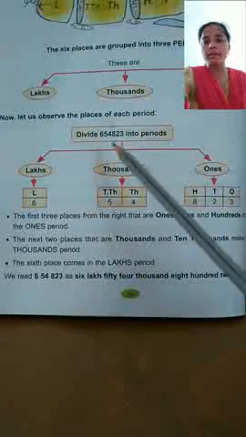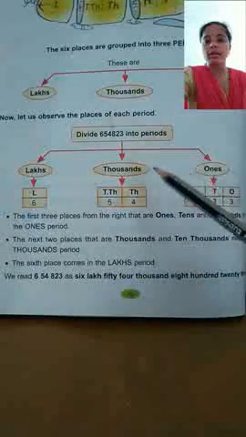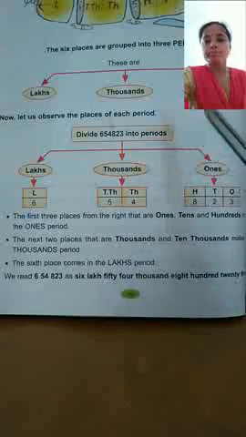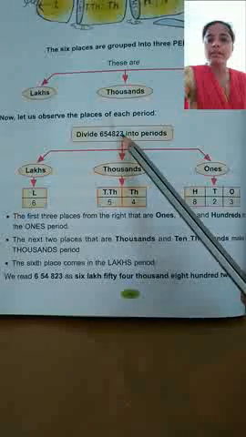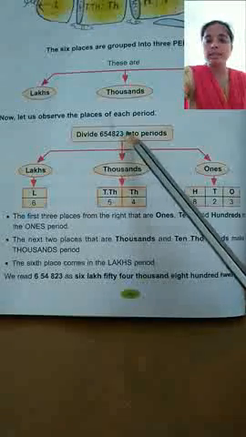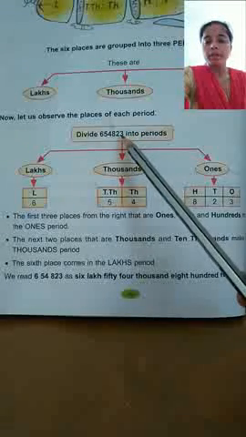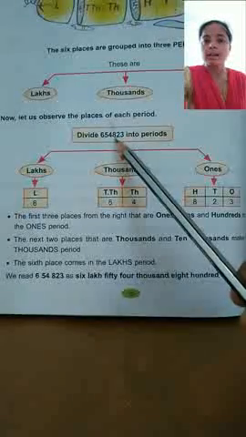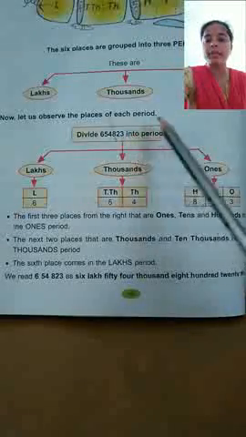For finding the places and the periods, first we have to know which ones come in which periods. Ones, tens and hundred, these three places come in one group. We consider ones, tens, and this 8, that is in the 100 place, all three as one group, and the name of that period is ones.